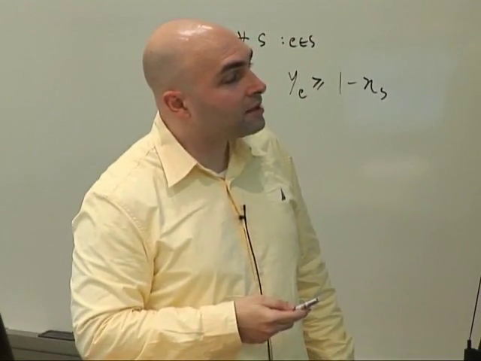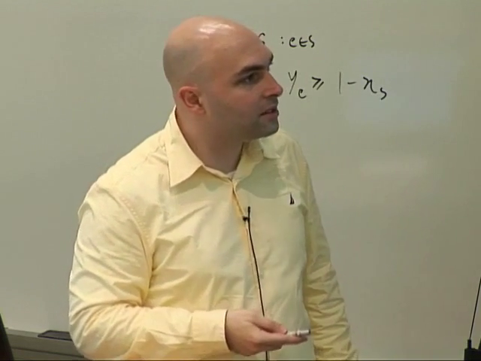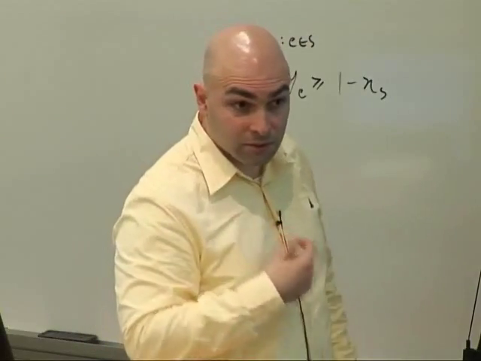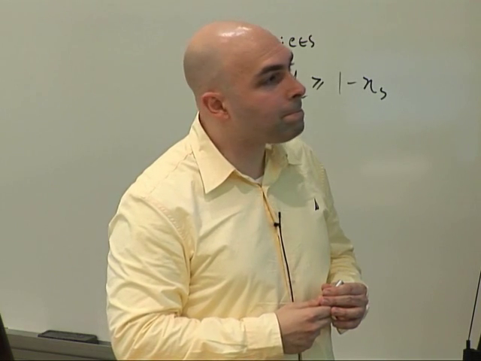So this is what I mean by a down monotone polytope. Then if you terminate the algorithm at time t, you get a feasible solution whose value is at least 1 minus e to the power of minus t times the optimal value. You get a fractional solution. So this is true exactly no matter what delta is?